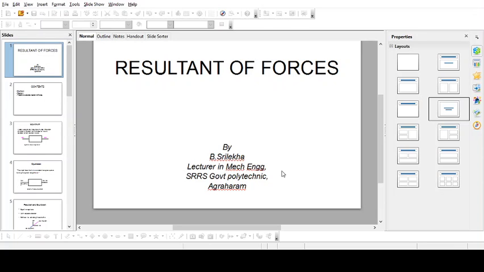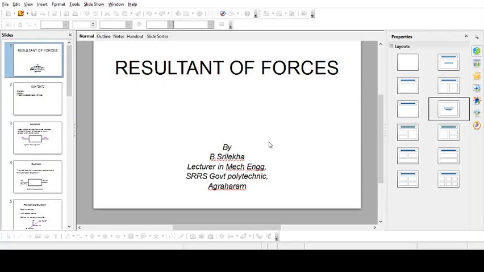So north of east means this is north and this is east. North of east, you have to take east as the reference line, and from here it is 40 degrees. So from here we have taken the 40 degrees line, and it is 25 newtons.